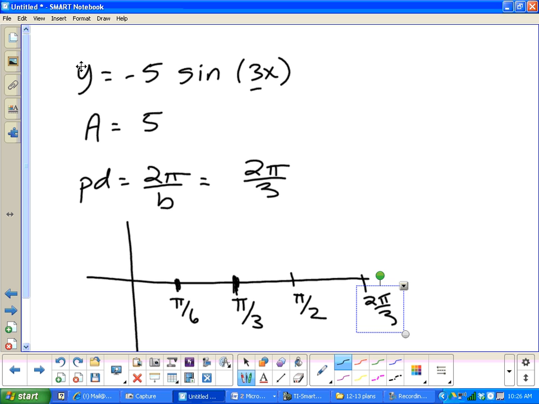Right. So amplitude's still going to be 5, and it's still going to go down to negative 5. But what's going to change is the negative part on it. Sine normally starts at the origin and goes up. So now that it's got a negative, it's going to start at the origin and go down. Okay, so let's do that. So since it's sine, it starts at the origin and then goes down at pi over 6. So where's it going to be at pi over 3? 0. Okay, pi over 2 is going to be up at 5. All right, and then 2 pi over 3 will be back at 0. Here goes our curve.